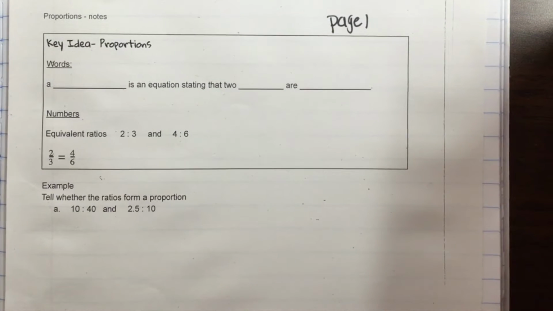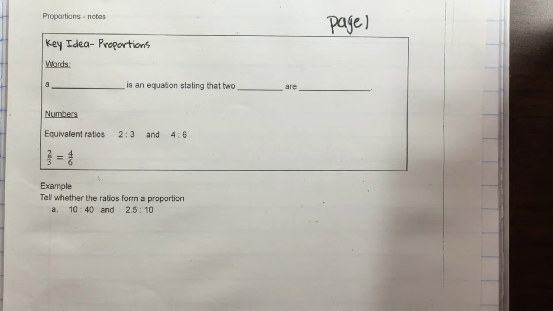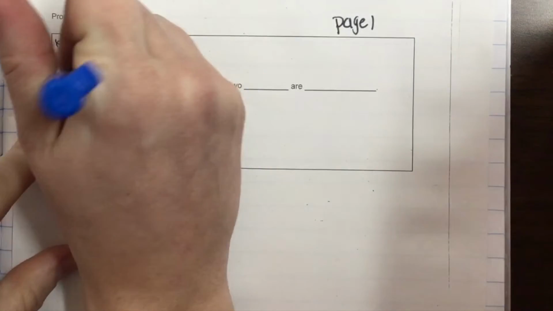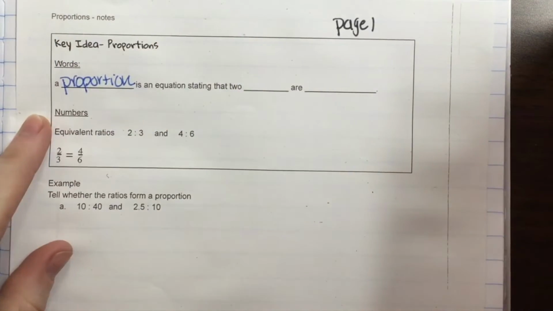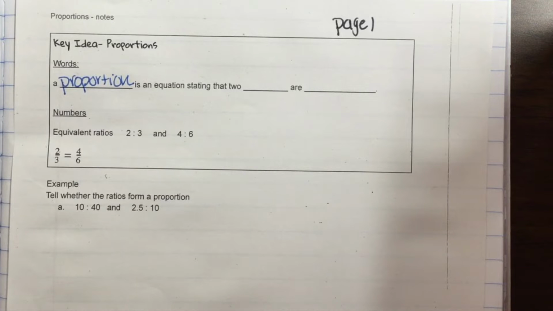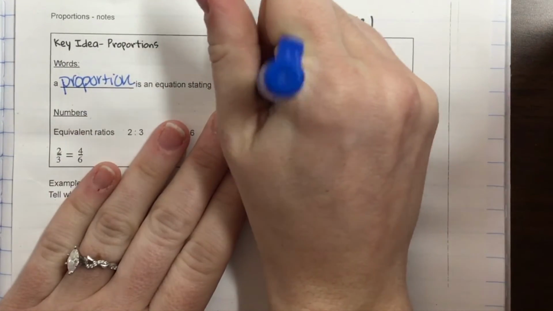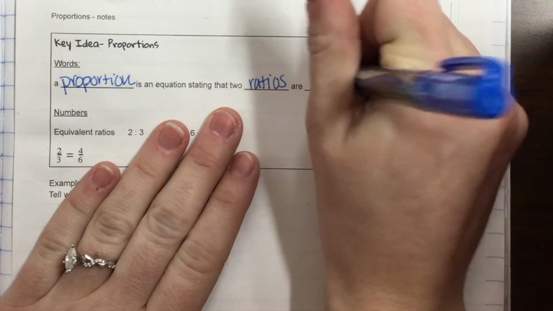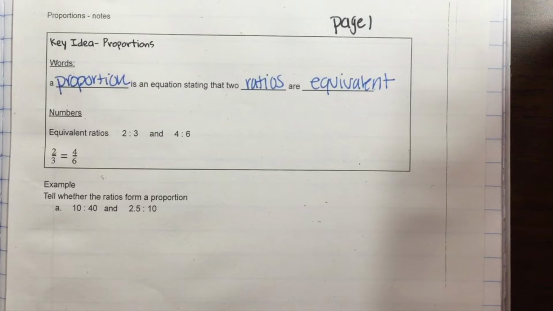So, a proportion, it's spelled proportion, but we say it proportion. Just a heads up that it's spelled differently than you would think. So a proportion is an equation stating that 2 ratios are equivalent. So a proportion is an equation stating that 2 ratios are equivalent.